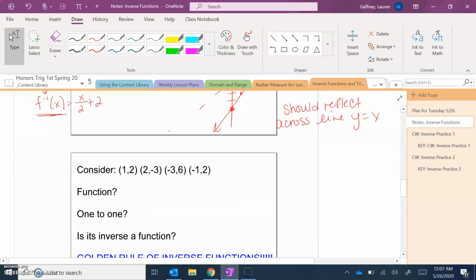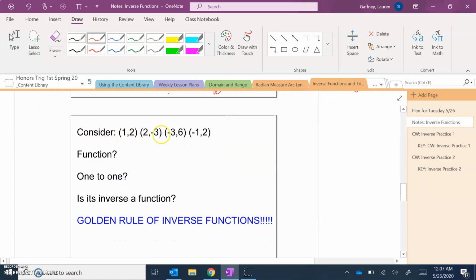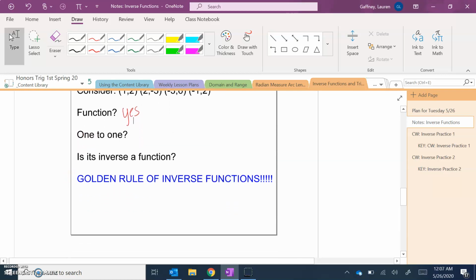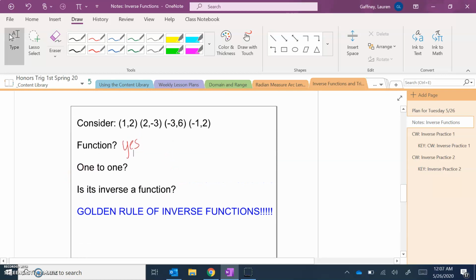All right, so let's take a look at these ordered pairs here. So is this a function? Look, do any x's repeat? No, no x's repeat, so this is a function. Now, is it one-to-one? For it to be one-to-one, basically no x's or y's can repeat. If we look, a y value repeats. So no. Now, is its inverse a function? No. If we find the inverse of this, it's not going to be a function.